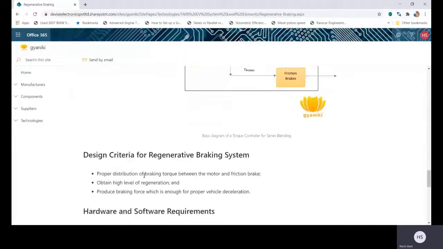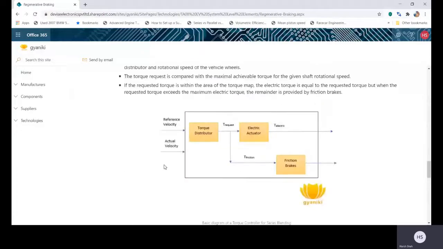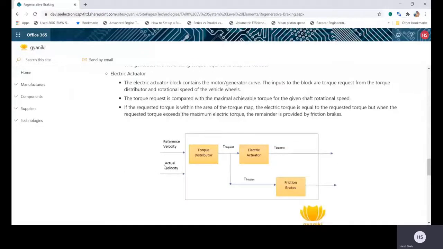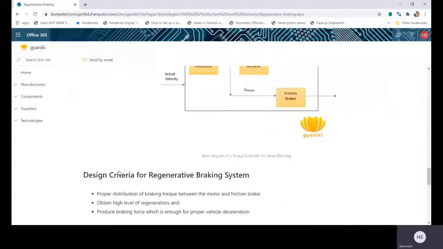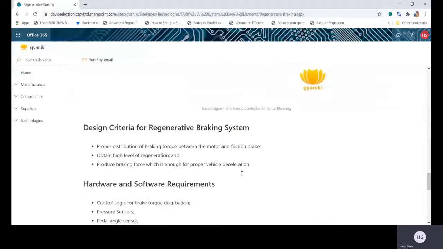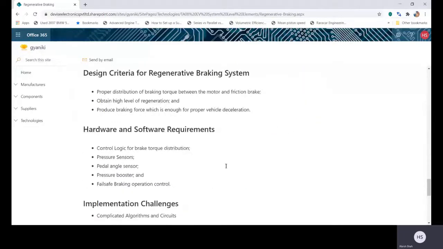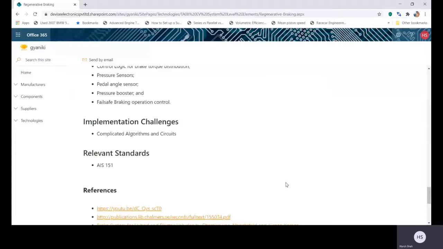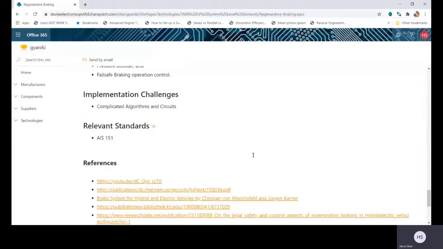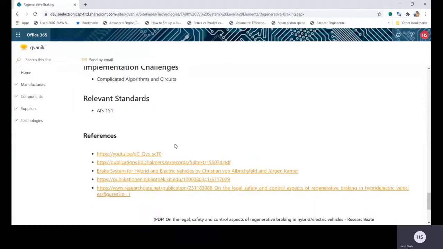So, like I said, it's extremely detailed and gives you a very good view of what a particular system level element might be in this case, or technology might be, how it works, what is the design criteria, what are some of the hardware and software level requirements, and implementation challenges. It also has relevant standards that may apply to its design as well as functioning. And then we have a lot of resources on it.